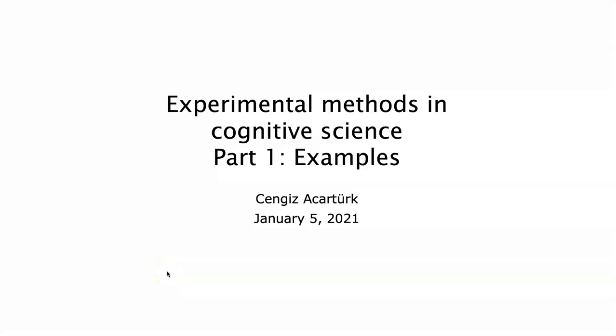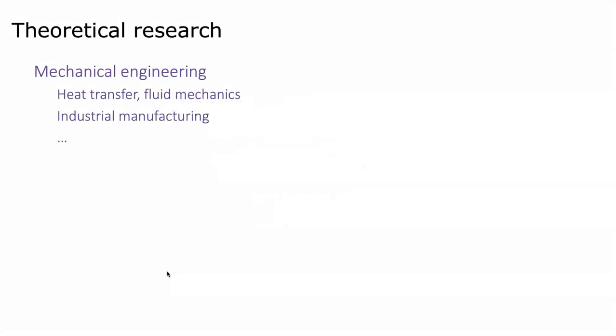Our topic is experimental methods in cognitive science. It will be in two parts. In the first part, I will give a set of examples from previous research. In the second part, it will be an introduction to more theoretical perspectives to conducting experiments in cognitive science. So it will be a broader presentation of the topic. But in this part, you will see very specific examples.